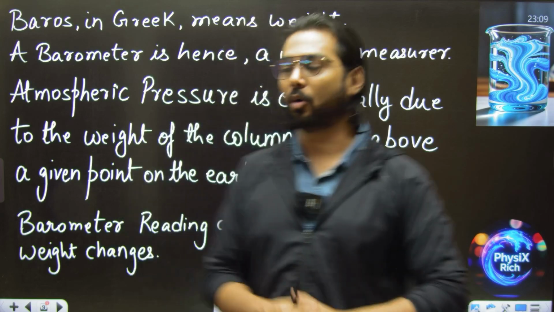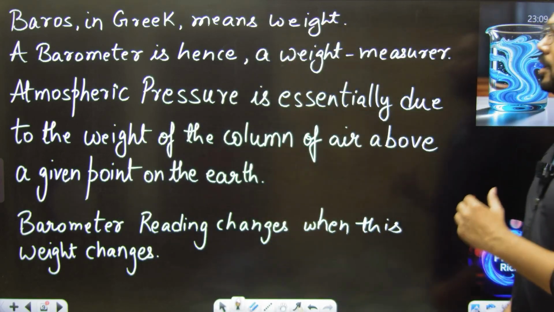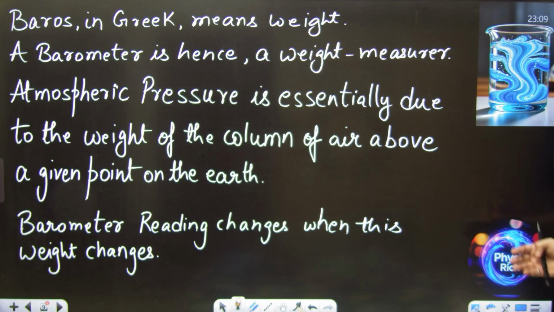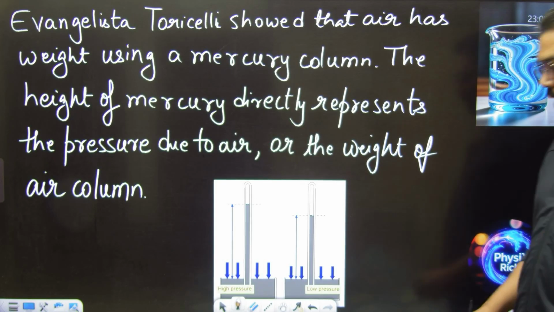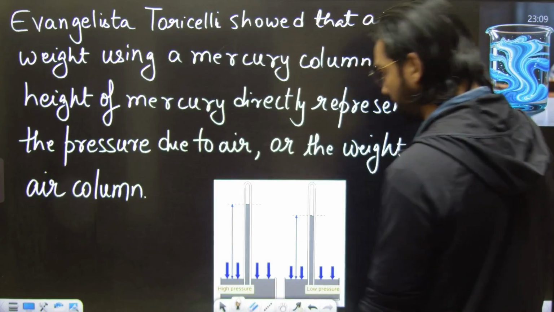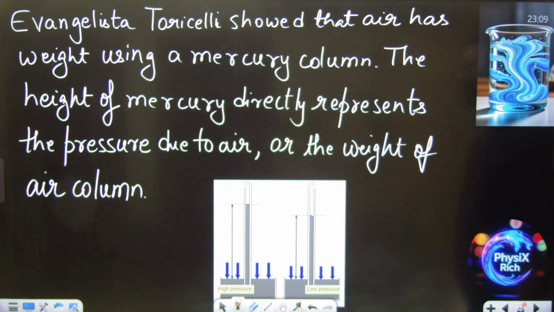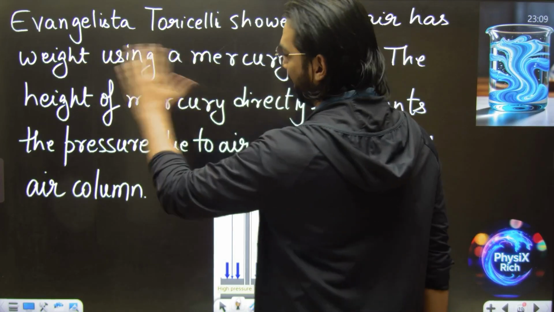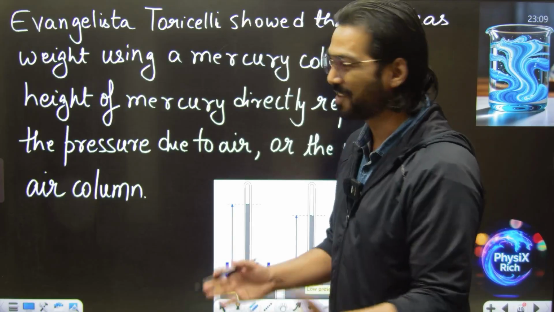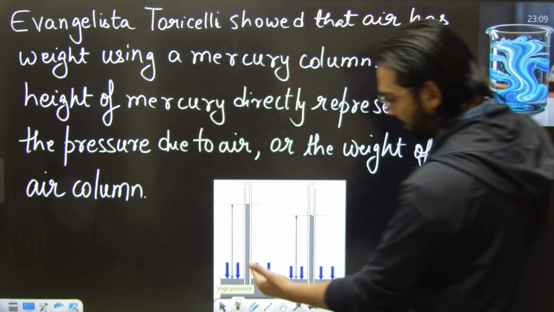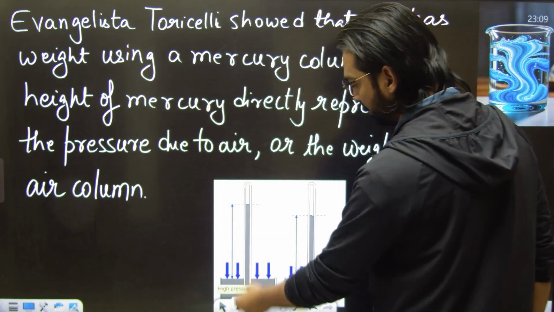Okay. Now, what do we have here? We have the understanding of the barometer. Barometer is the weight measurer. Atmospheric pressure is essentially due to the weight of the air column above us. Now you see, guys, this is exactly what a barometer is. And yeah, this is the name of the person. I still cannot pronounce it. Please, my bad. But this is the device, and that's the barometer.